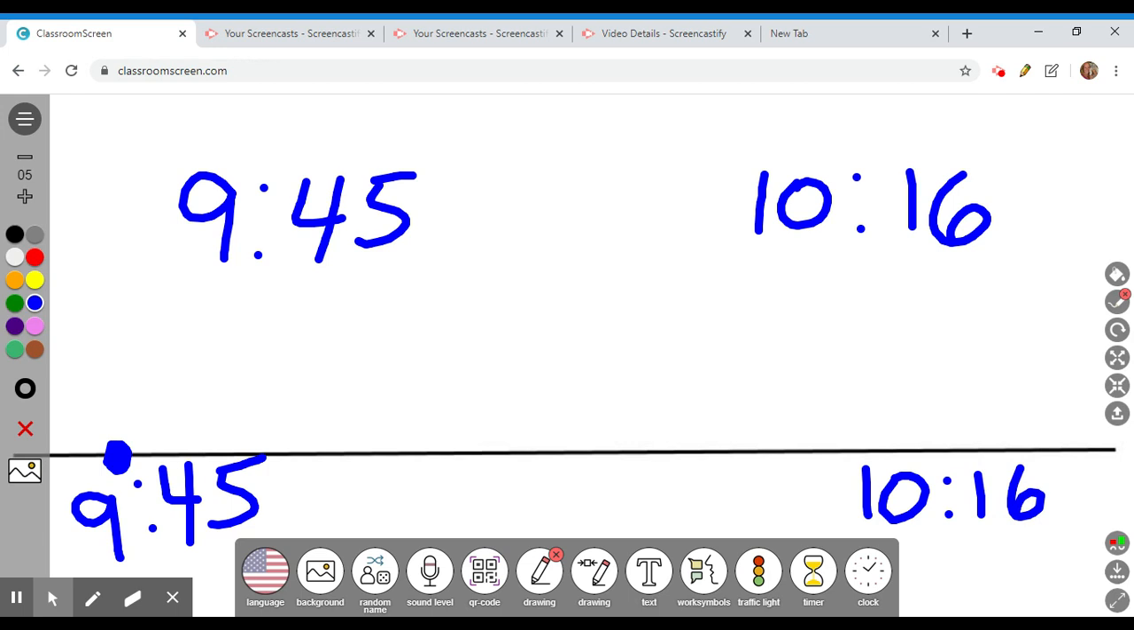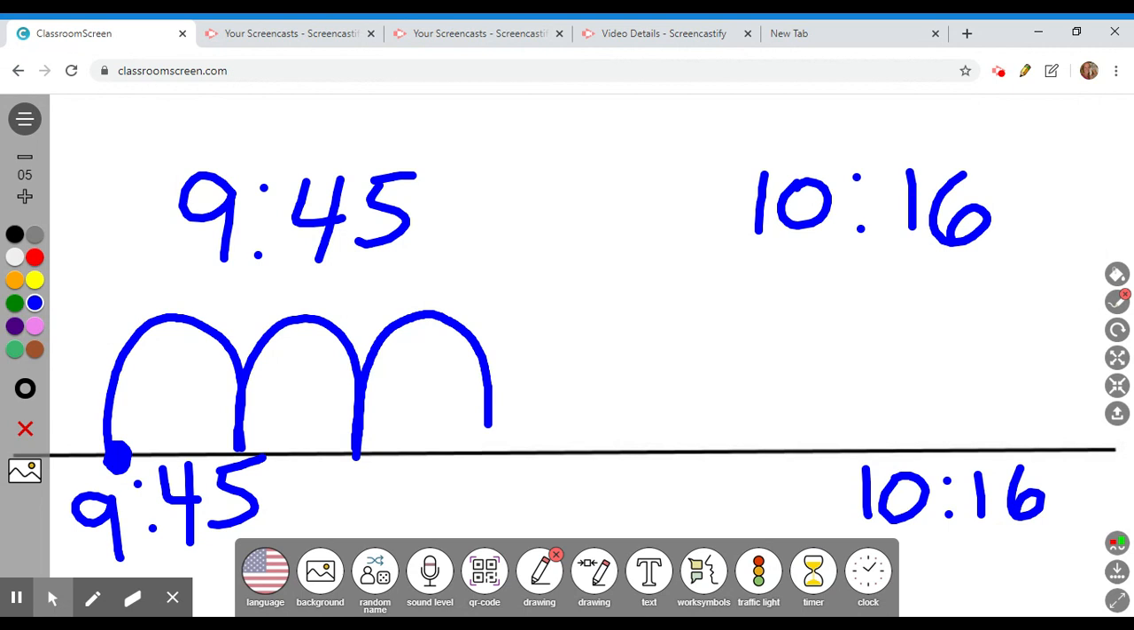So starting at 9:45, and our target is 10:16. So I'm going to start here again, moving at 5-minute increments. So we've got 9:50, 9:55, and here's what we talked about before. After 9:55 would not be 9:60, but instead it would be 10 o'clock. And again, we're going to do a little ding, ding, ding, ding, ding. And it's important to mark that and remember that so we don't forget about that transition of time there. So now we're at 10 o'clock.